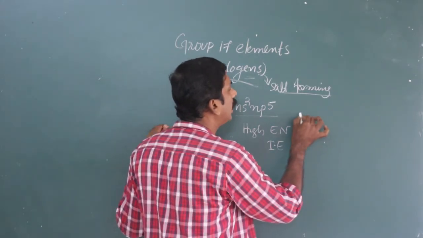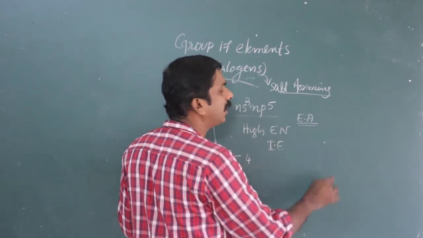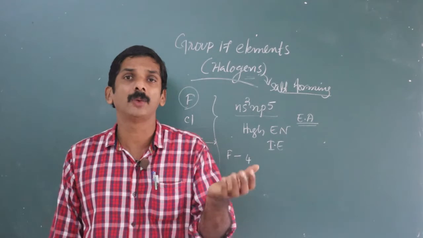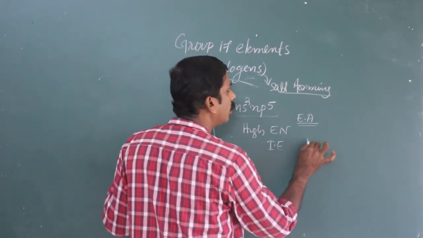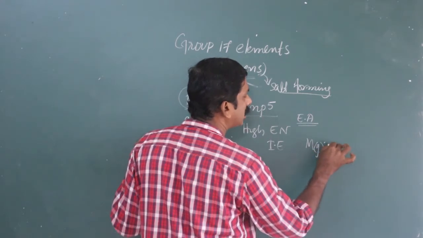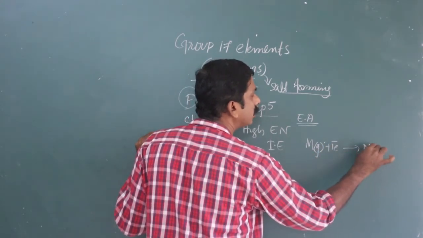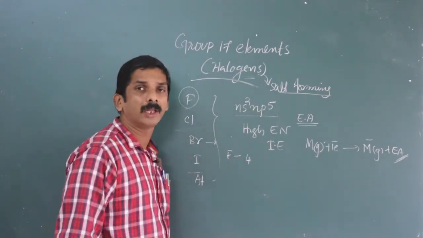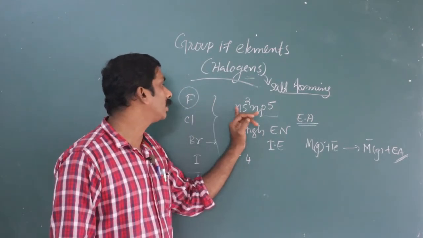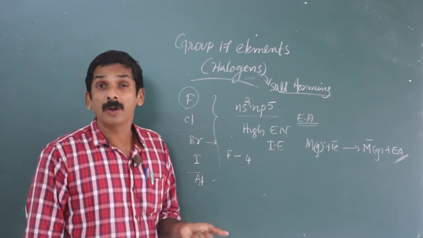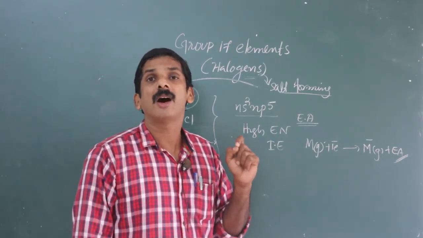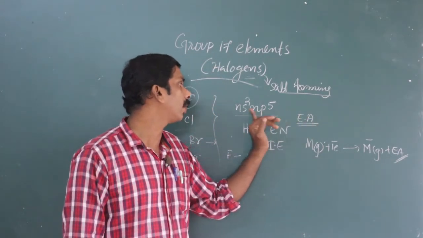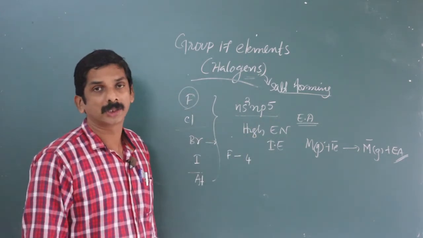The next topic is electron gain enthalpy or electron affinity. Electron affinity is the energy released when a neutral atom picks up an electron. When a neutral gaseous atom M picks up one electron, it becomes an anion in gaseous state, and some energy is released. That energy is called electron gain enthalpy. Halogens can accommodate one more electron, therefore they possess the largest negative electron gain enthalpy.